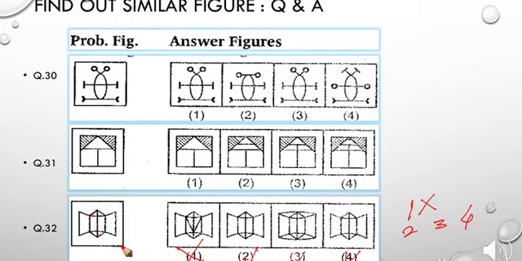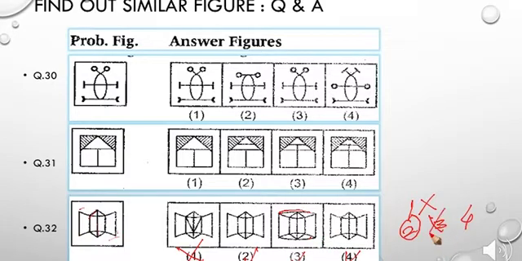So let's check further. We can see this curve and another curve, and there are 2 lines joining the end of these 2 curves. Let's check in option 2. In option 2, yes, this is the same, there are 2 lines, so option 2 looks like the answer. Now we can check option 3 as well, just for the sake of confirmation. We can see that this design is there, but there is an extra curve here, an extra curve here. This is not there in the problem figure. So answer 3 is ruled out.